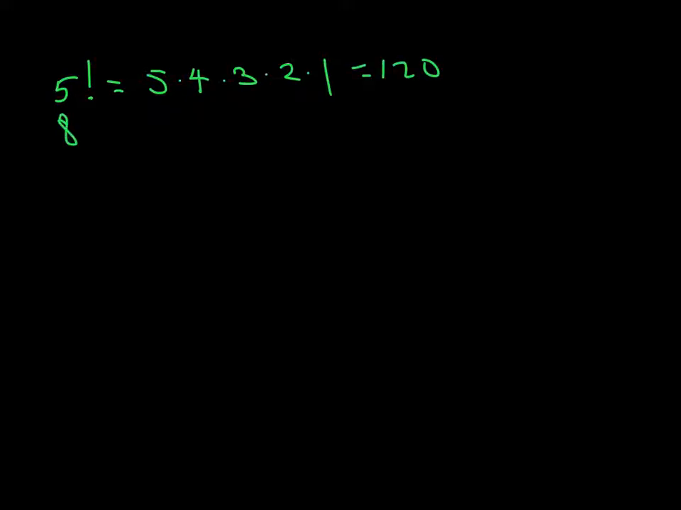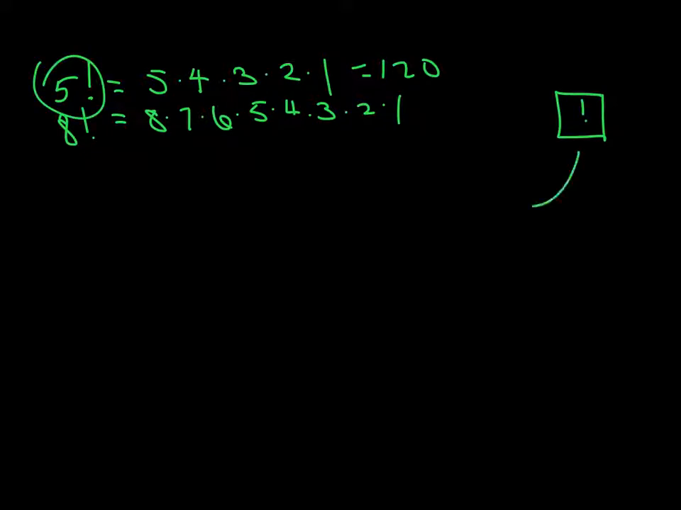If I took 8 factorial, that means 8 times 7 times 6 times 5 times 4 times 3 times 2 times 1. And your calculator actually has a button that looks like that. If you punch in the number 5 and then hit that symbol, it will give you 120. So it's a nice button to have, and you'll be making some use of that.